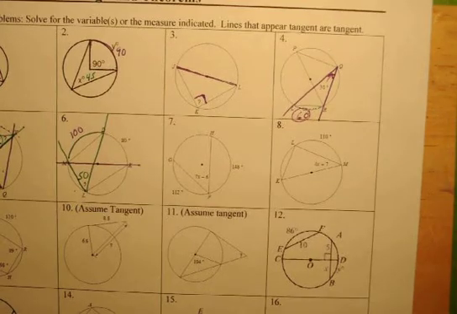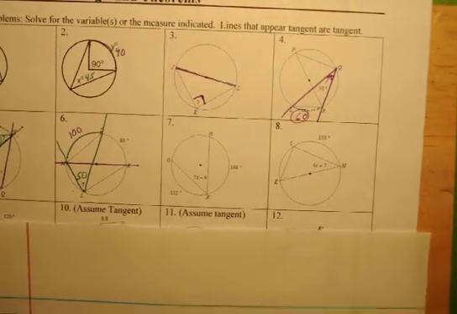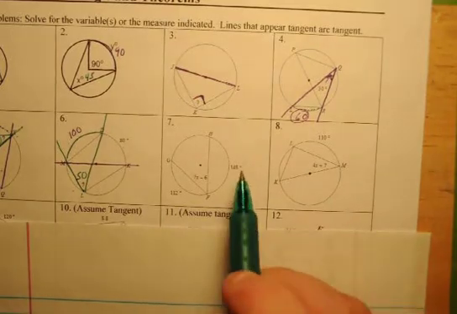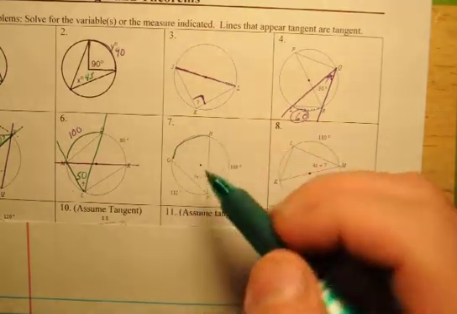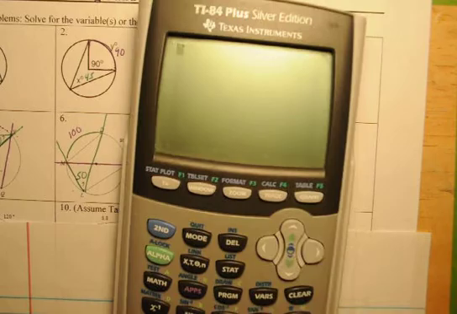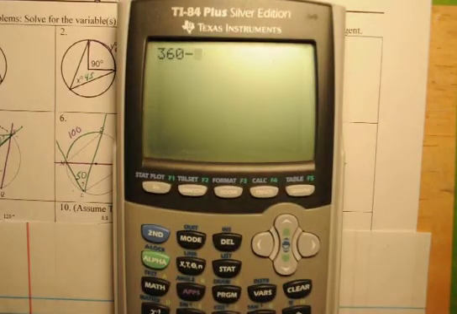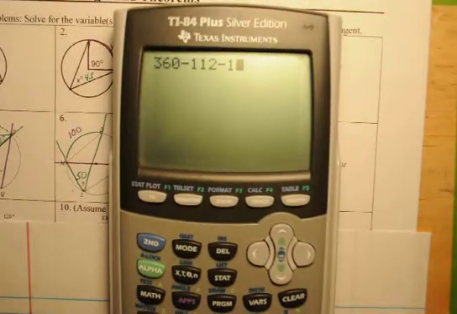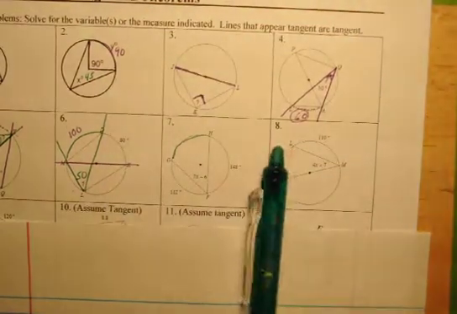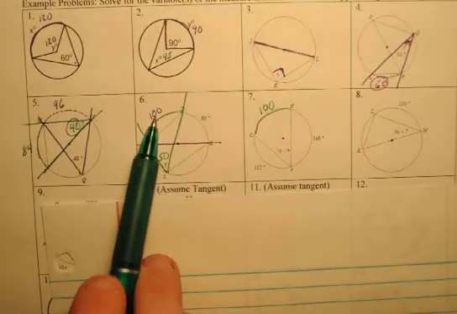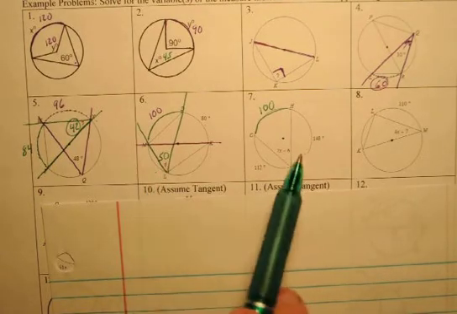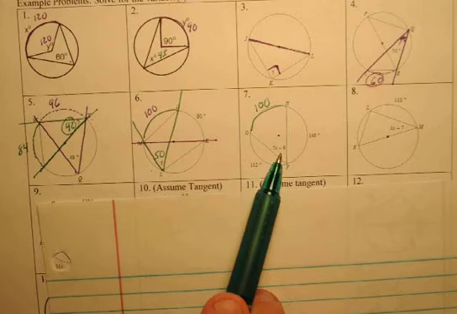Number 7, in this scenario we're getting into some algebra, and so we're going to start with just figuring out what this arc is. We got 360 degrees all the way around the circle, so I'm going to go ahead and do 360 minus 112 minus 148. You get 100 degrees for that arc, so that makes this arc 100. Just like here, if that's 100 then that makes that 50. Same thing here, if that's 100, it makes this 50.